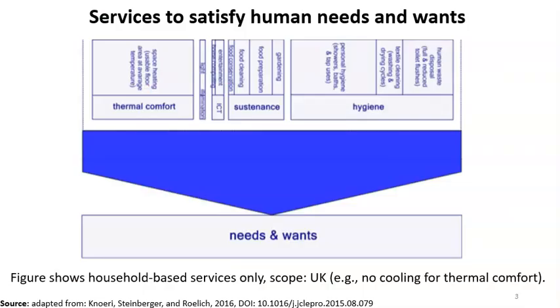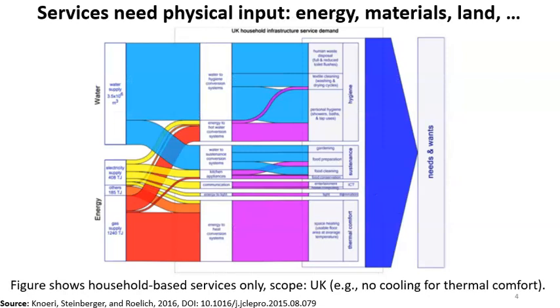We will start with a basic notion of human needs and wants. We are people, we have needs: we need thermal comfort, we need food, we need transport, communication, and all these services are there to satisfy our human needs and wants. It's what connects us to the world around us. And these services need materials and energy for their supply, for their provision.